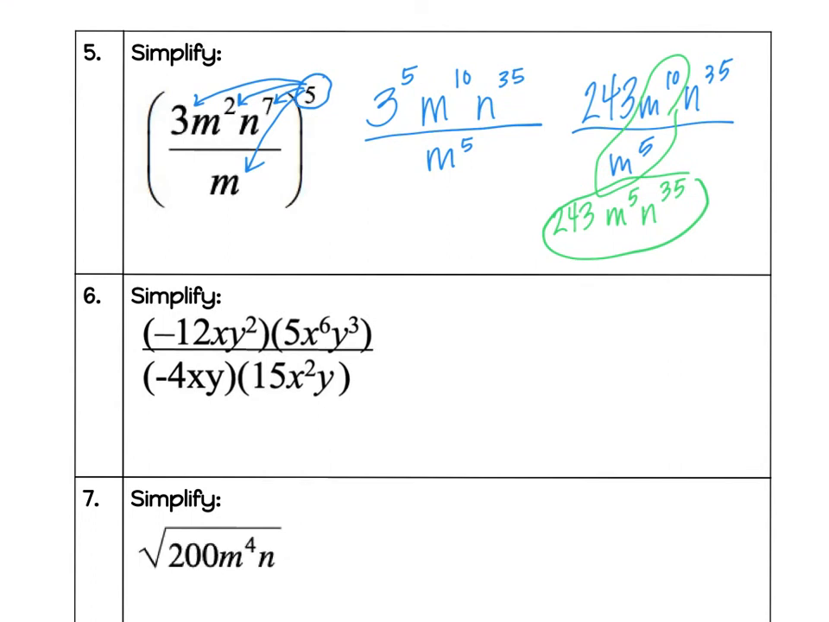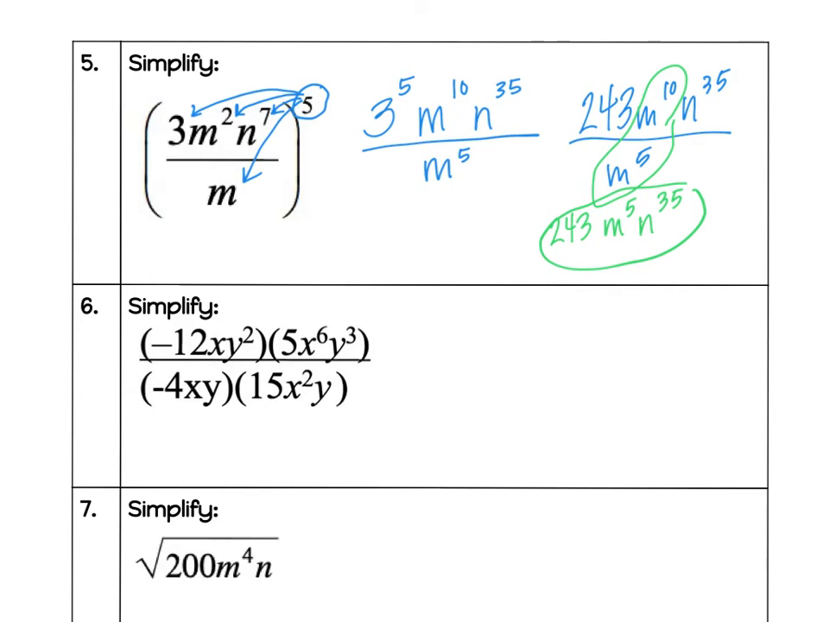So let's work with the numerator, and then we'll work with the denominator, and then we'll simplify that way. So let's first do negative 12 times positive 5, which is going to give me negative 60. And then let's do x times x to the 6th. Whenever we multiply exponents, we're actually going to add them. So we're going to have x to the 7th. And then y squared times y to the 3rd. So that's going to be y to the 5th.